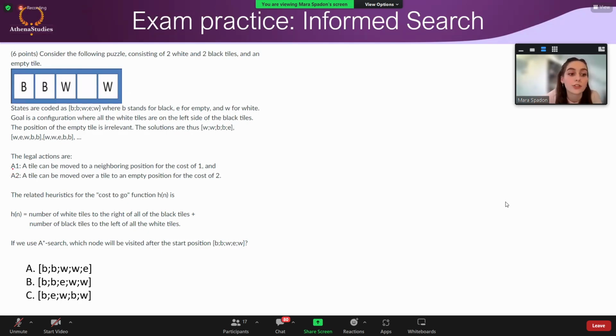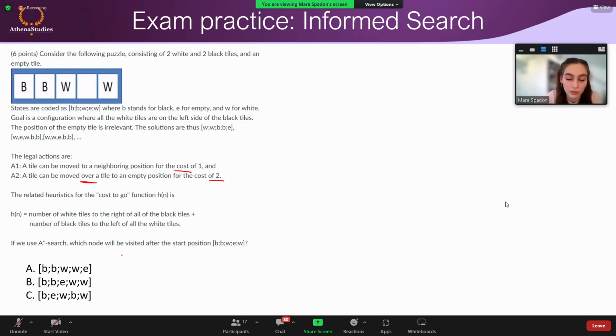We have some legal actions. The first legal action is that a tile can be moved to a neighboring position for the cost of 1. And a tile can be moved over a tile to an empty position, so it makes like a little jump, right? For the cost of 2. The related heuristic, basically our h function, is the number of white tiles to the right of the black and the number of black tiles to the left of the white.